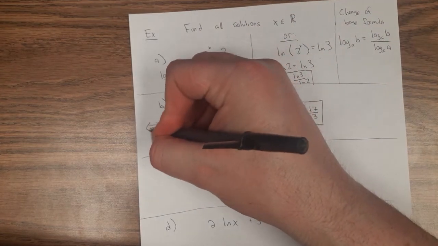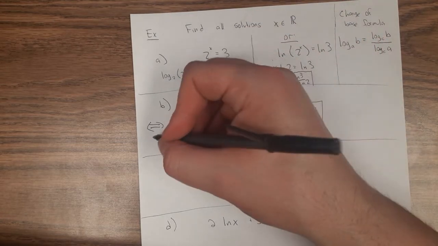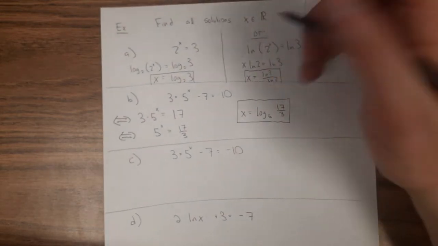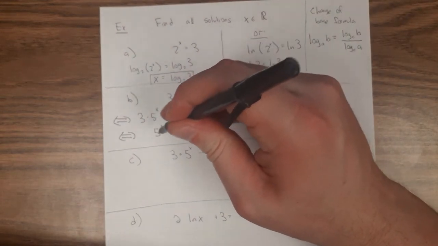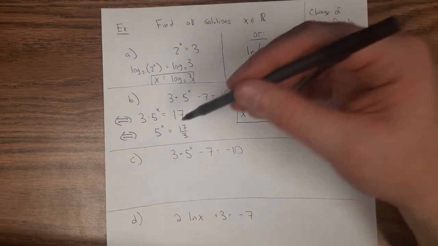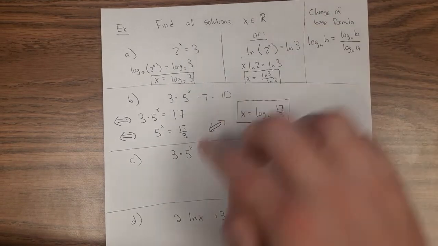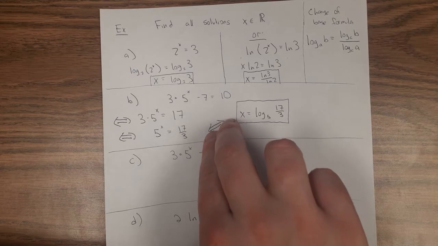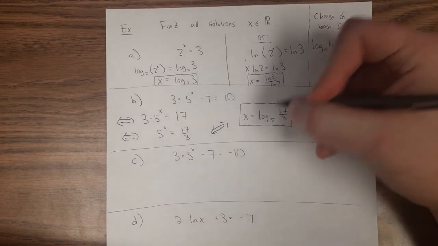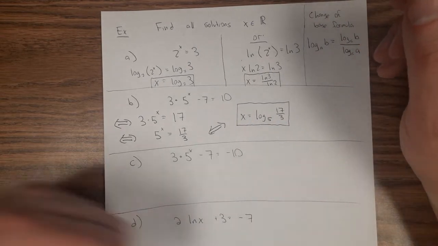That's an if and only if step. And then I multiplied both sides by a third, which is not 0, so that's an if and only if step. And then I did the log of both sides. I'm doing a log base 5 of both sides, and logarithms are one-to-one functions, so this statement is if and only if this statement. So I am confident that I got all solutions and that everything that I found is a solution.